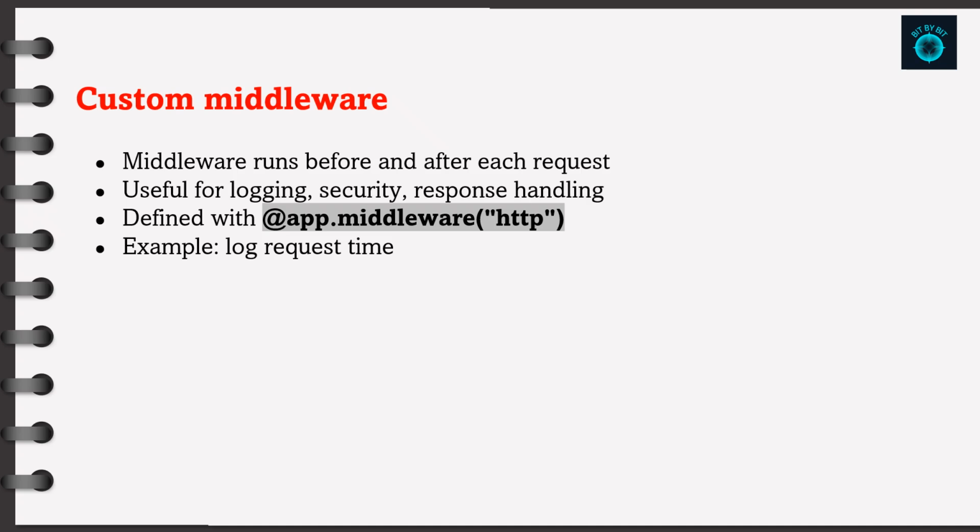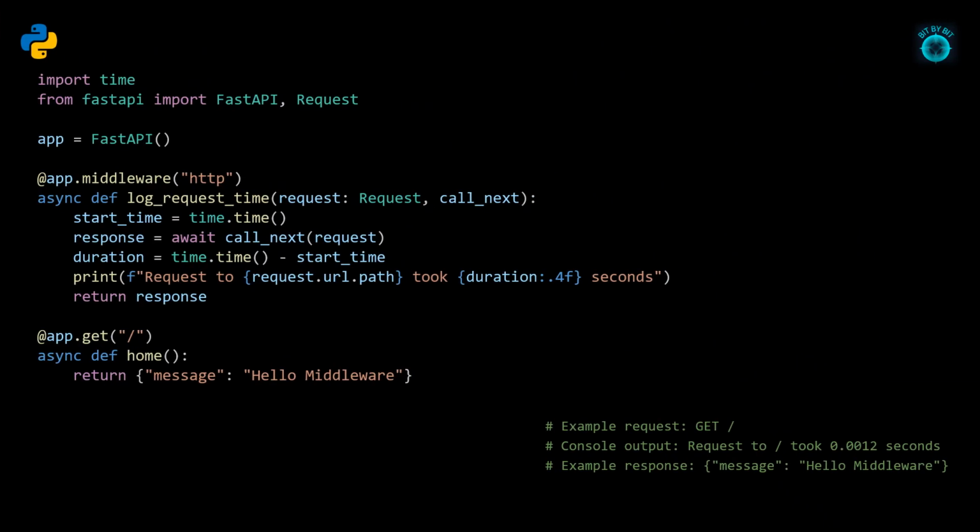The request object holds information about the incoming request. The call_next function passes the request to the actual endpoint and gives back the response. Let's see an example where middleware logs how long each request takes. Think of middleware as a wrapper around every request and response. When a client sends a request, the middleware runs first. It can inspect the request, add extra information, or block it if needed.